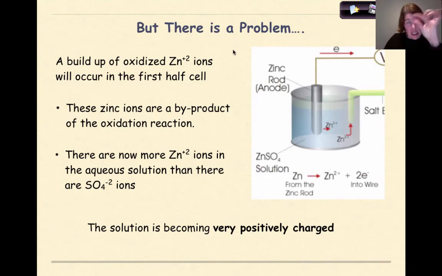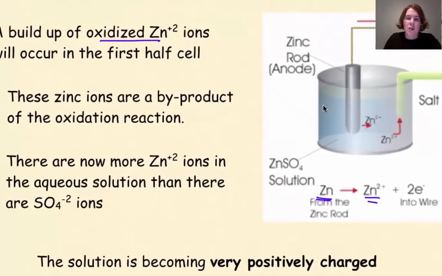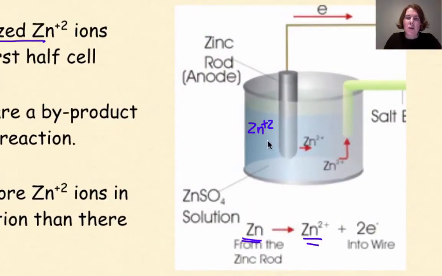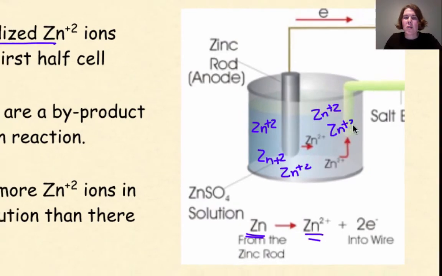But we have this tiny little problem. In the oxidation half cell, we're going to have a buildup of oxidized Zn+2 ions. Here's the zinc electrode. Great, it's being oxidized. I'm producing zinc+2. The zinc+2 ions are flowing into the solution. That's great. Oh no, there's a lot of Zn+2 right here.